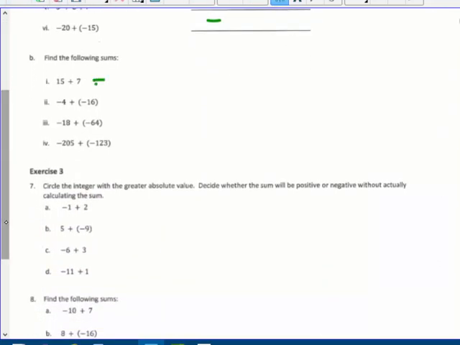Well, 15 plus 7 is 22. Negative 4 and negative 6, add them, same signs, add them together. I'm going to go left and left. I'm going to get negative 20. Keep that sign of negative. Negative 18 and negative 64. It's still going to be negative. I'm moving twice to the left. It's going to be negative 82. Add those numbers together. Negative 205 and negative 123. Ooh, going way left, getting really small. Negative 328.